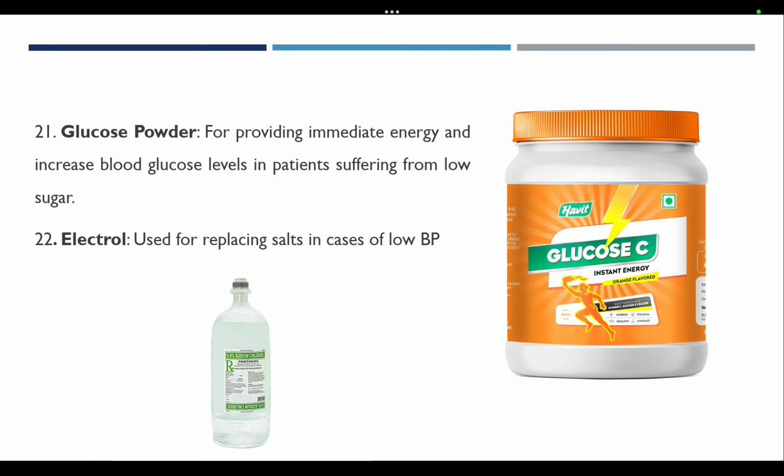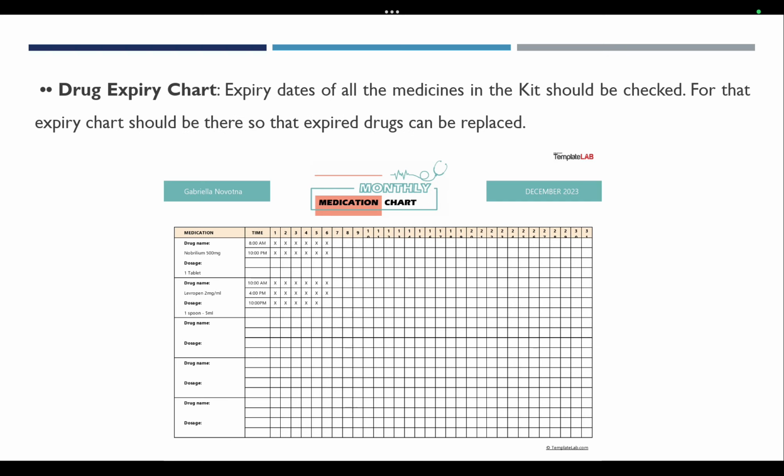Glucose powder or ordinary sugar can be used for the patient with low sugar to increase the blood glucose level. Electrolyte, such as NaCl, is used to replace salts in the case of low blood pressure.